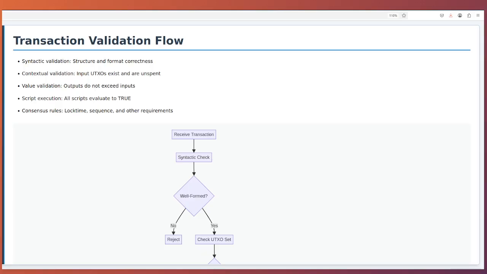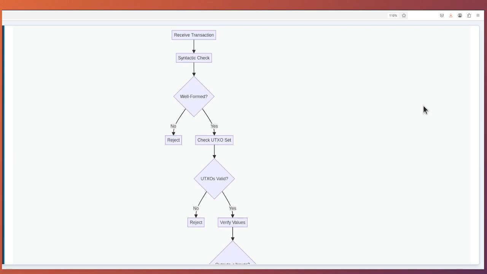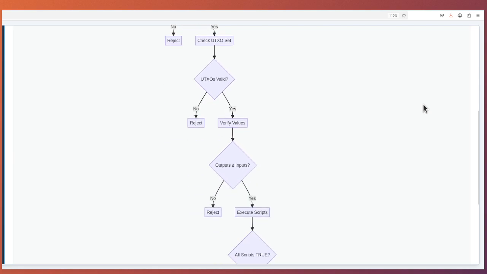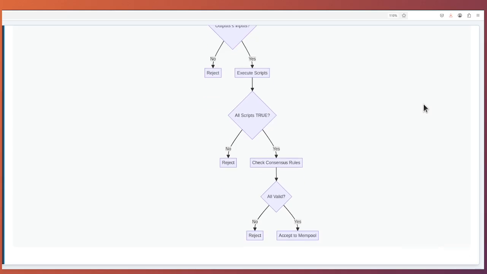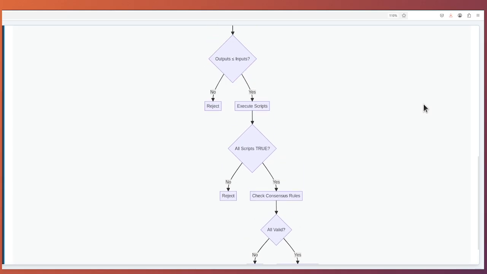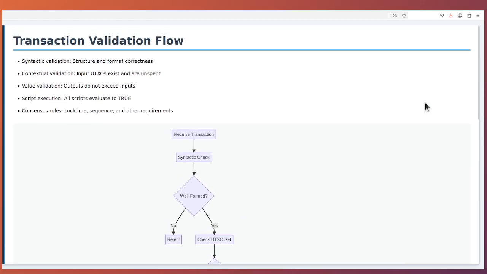Validation begins at the syntactic level. The node first checks that the transaction is well-formed. This means ensuring the version number is valid, the input and output counts match the actual number of inputs and outputs, all variable length integers are properly formatted, and the total serialized size does not exceed the maximum transaction size of 100,000 bytes for standard transactions. Any malformation at this level causes immediate rejection without further processing.